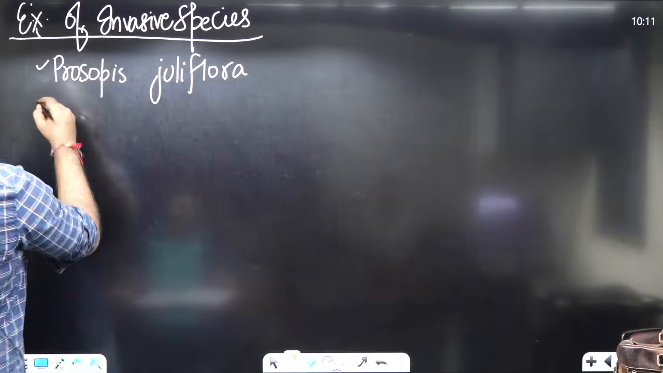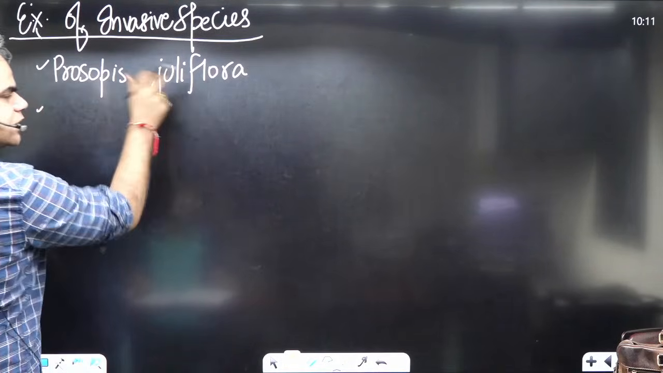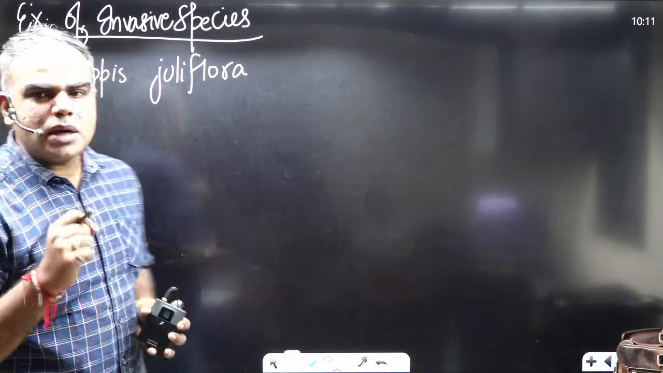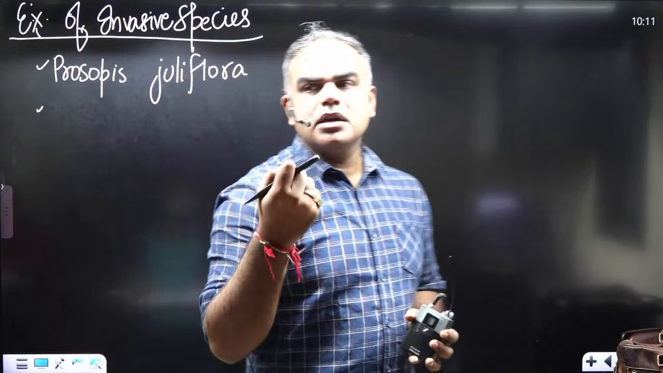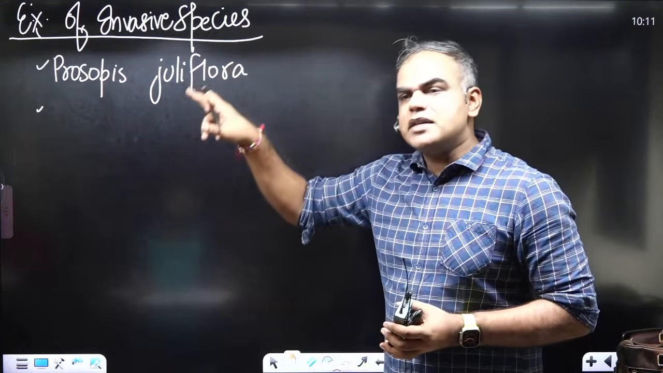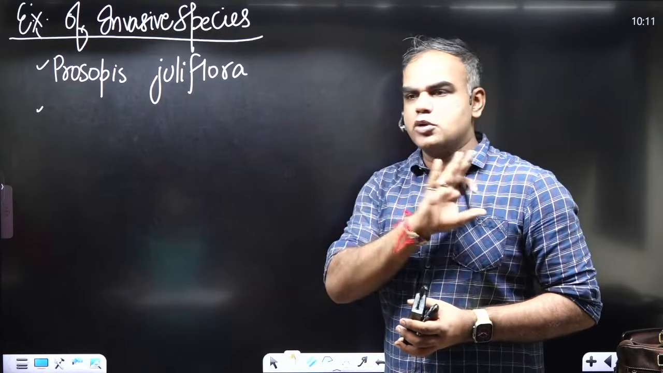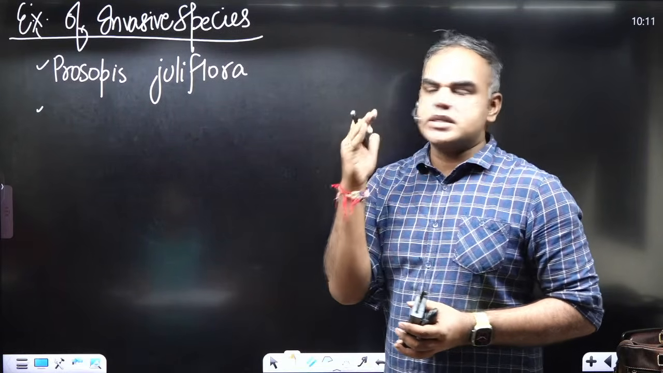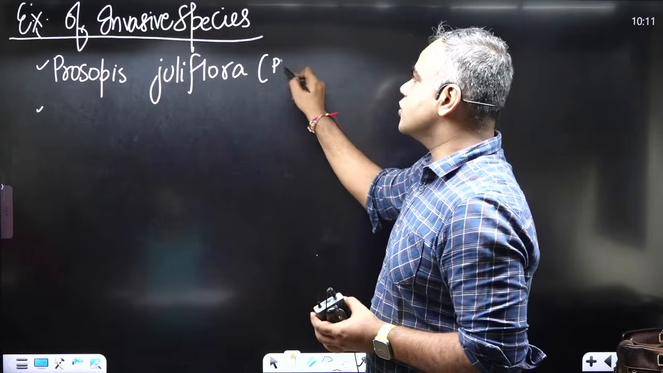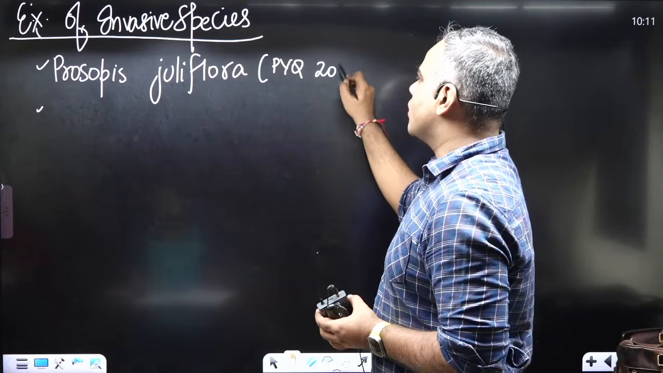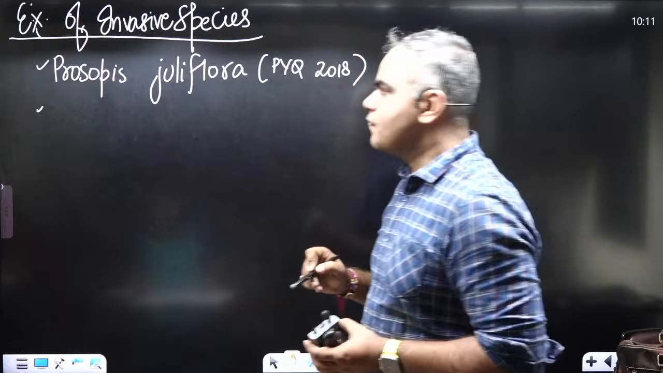Prosopis juliflora. Exactly this was asked in the exam. Sometimes you ask us, should we remember the names of species, scientific names? For the invasive species, we can. I'm not asking you to remember because otherwise this will be a huge list. When you write it in the bracket, also write down this was a PYQ of 2018 prelims.